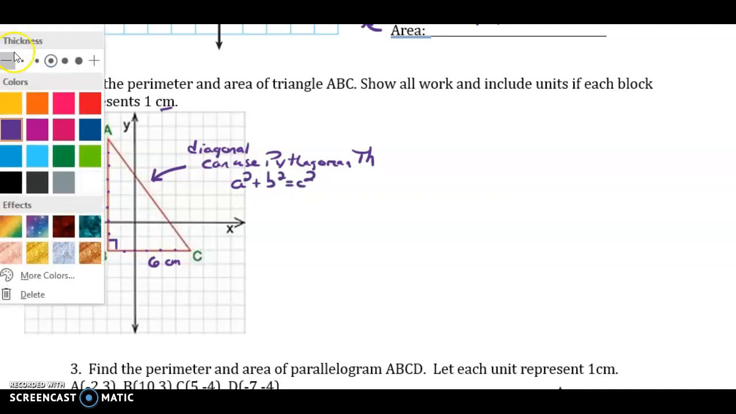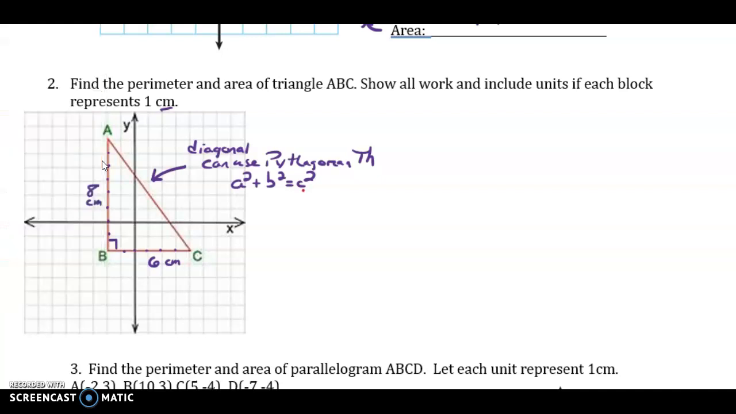All right, let's change the color and throw that in there. All right, so remember, the only thing that really matters with this is that the hypotenuse has got to be the c, okay, in the formula. So here we go. Let's plug in 8 for that. Let's plug in 6 for this one. Now let's chunk this thing out.